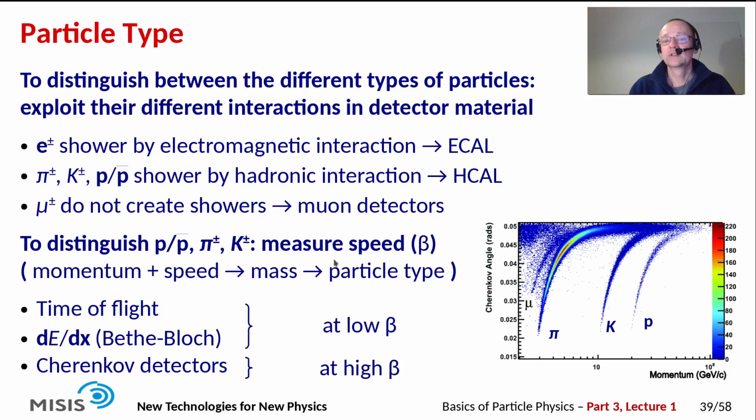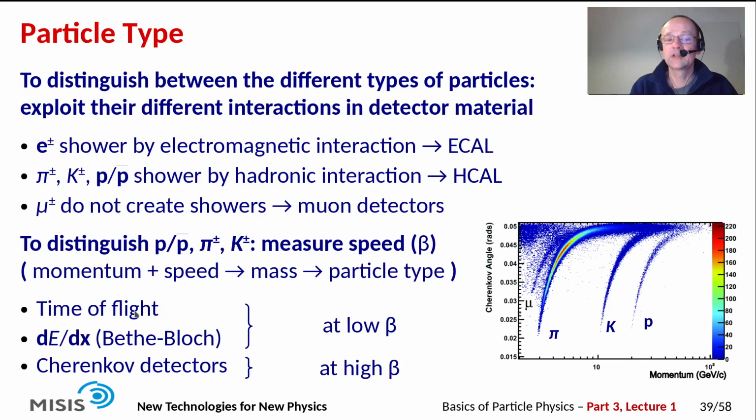There are different ways to measure the speed of a particle. The simplest one is time of flight, so you measure just how much time it takes the particle to go from one position to another position. This works well at low speed, but as soon as you go to very high speed, the differences become just too small and you cannot measure that anymore.